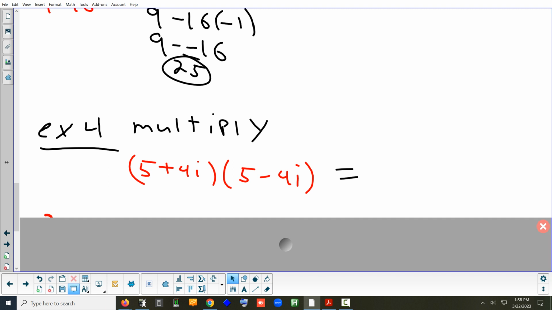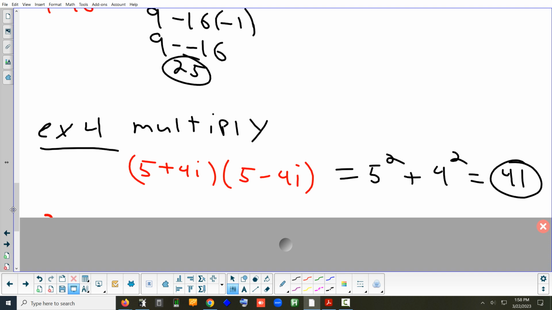Five. What's the second number you would square? 4. And what do we do with those two numbers? Add them together. So what's 25 plus 16? 41. Yep.